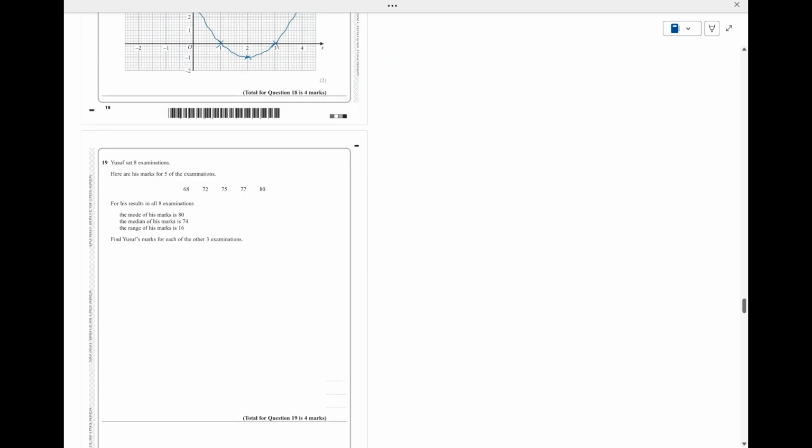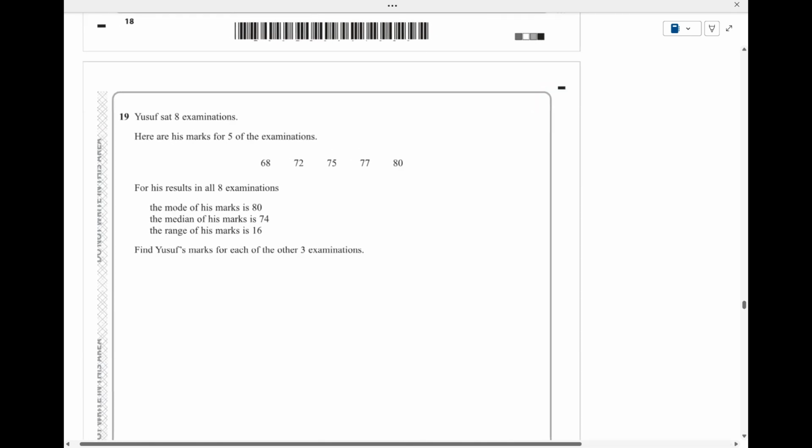Question 19. Yusuf sat 8 examinations. Remember, it's 8. Here are the marks for 5 of them. Okay. Now, for his results in all 8 examinations, the mode is 80.